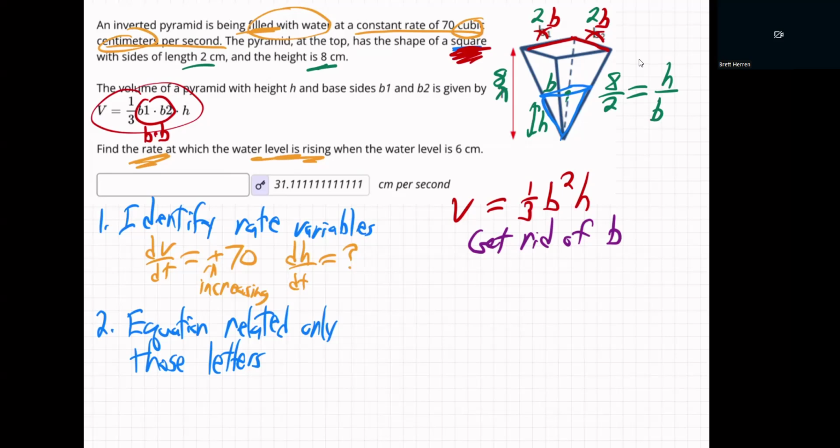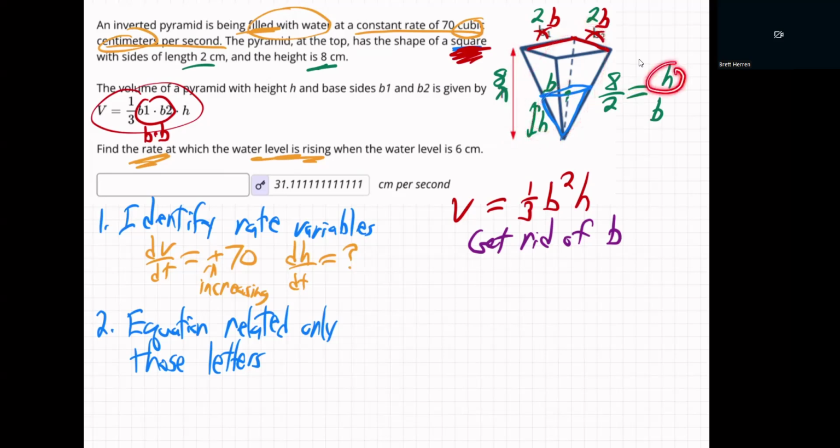So I know it's a little confusing. We've got the overall height of the whole pyramid, 8, and the side length, 2. That's going to be in the same ratio, height to base, as height to base for the little pyramid of water compared to the overall pyramid.